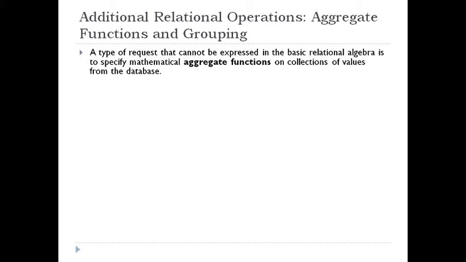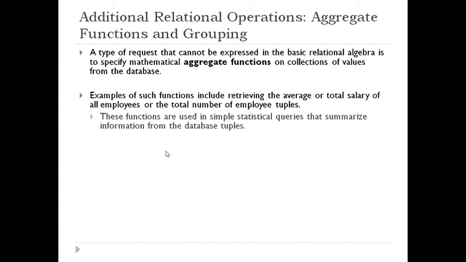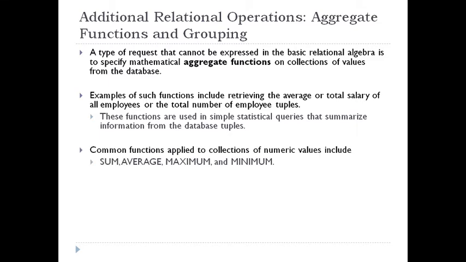On a collection of numerical values you can apply the aggregate functions. Examples, as I said: you want to retrieve the average or total salary of all employees, or find out the total number of employee tuples in the relation. These functions are used in simple statistical queries, which summarize the information from the database tuples.